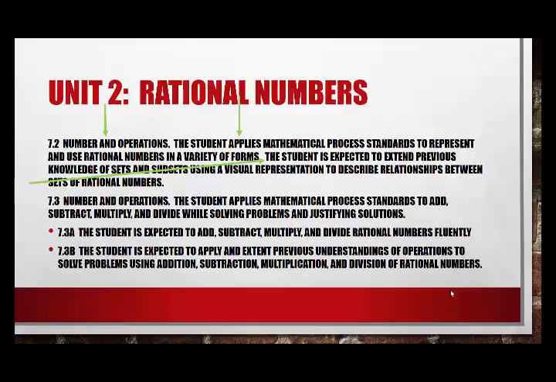Okay, in 7.3, we are still working in the numbers and operations strand. The student applies mathematical process standards to add, subtract, multiply, and divide while solving problems and justifying solutions. And there are 2 student expectations here. The student is expected to add, subtract, multiply, and divide rational numbers fluently. In B, the student is expected to apply and extend previous understandings of operations to solve problems using addition, subtraction, multiplication, and division of rational numbers.